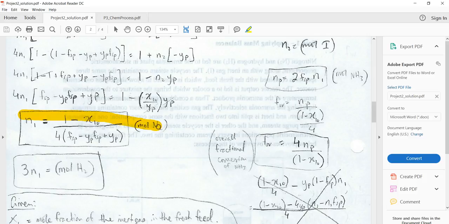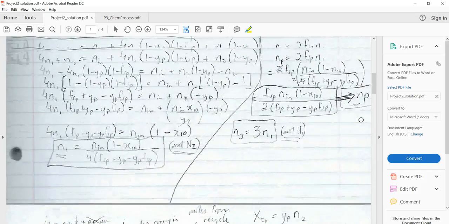If we use the N1 that we calculated over here, right here, and sub that back into this equation, we can see that FSP ends up in the numerator and that YP and Xi naught must be minimized in order to maximize NP.